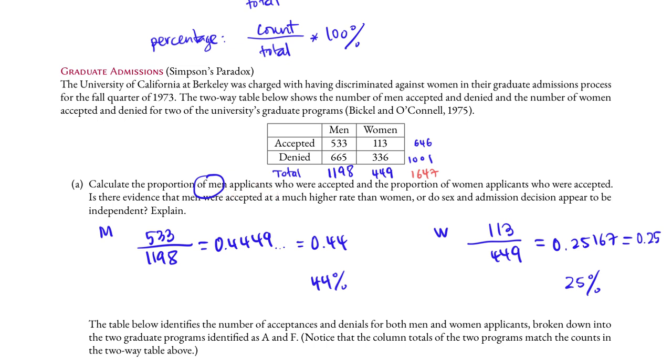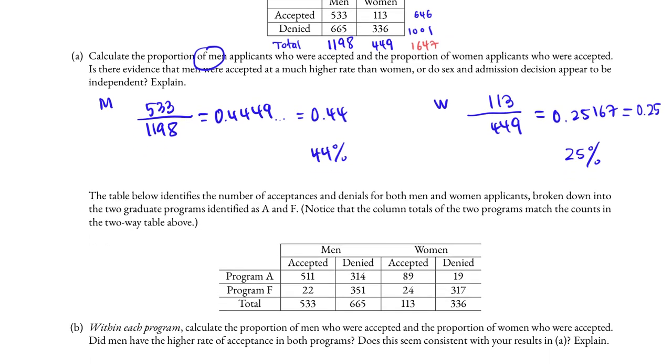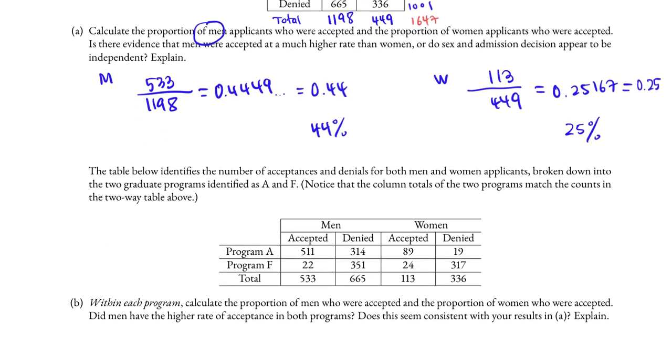Usually, the trick is the proportion of something, and the number of that something should go in the denominator. The proportion of men, how many men total? 1198 in this case. If the question was the proportion of accepted applicants, how many accepted applicants? 646, and so on.